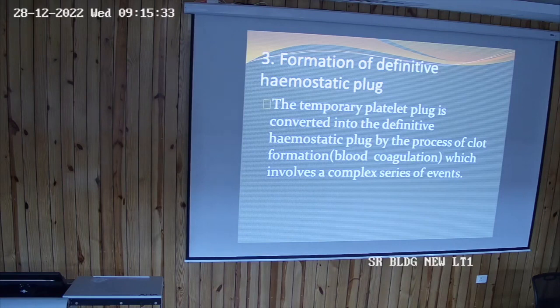If the vessel injury is minor, that will inhibit or resist the flow of blood. In other cases it has to form a permanent clot. When it has to form a permanent or definite plug, that clot cannot remain in the circulatory system as such, it has to be removed. So for removal of the clot, the first step is clot retraction. Responsible for clot retraction are actin and myosin plus thrombosthenin.